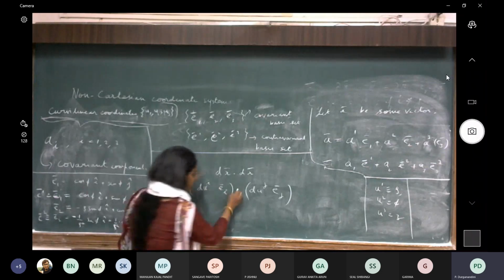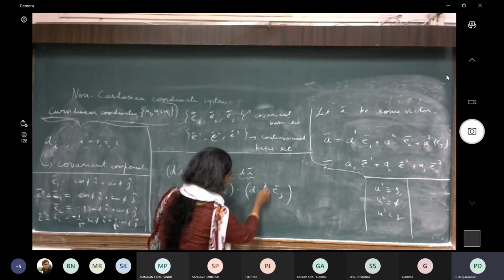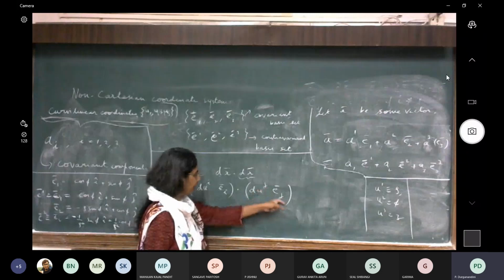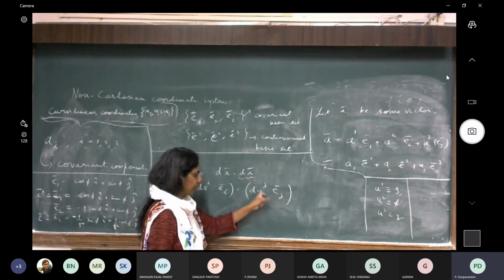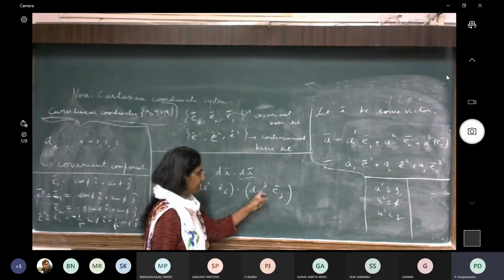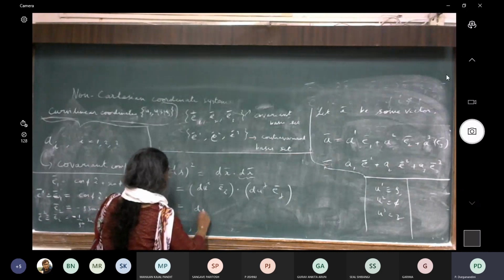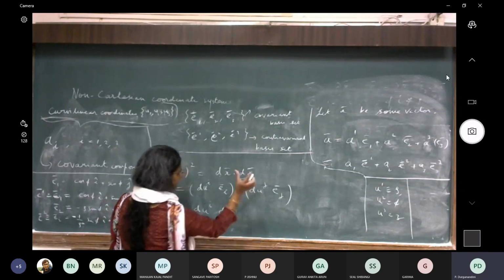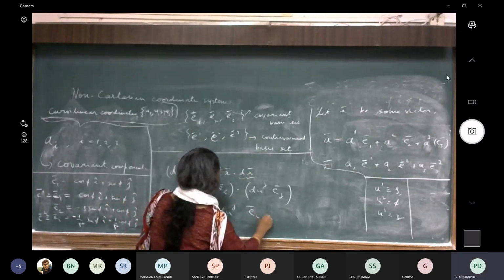And that is going to be dotted with dr, again expanded the same way with repeated index summation. I must use another dummy index, so I use j. Again this means du^1 e_1 plus du^2 e_2 plus du^3 e_3, one index upper, one lower. And this I can write now as du^i du^j, because these are just numbers or functions, and e_i dot e_j.